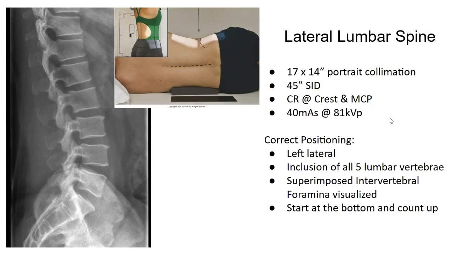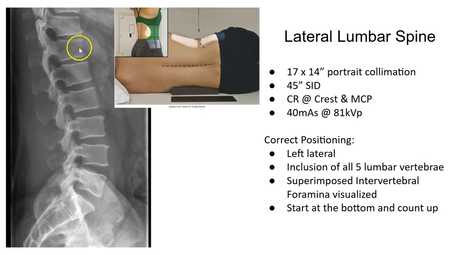So how do we know we're correctly positioned? Well, a couple things. First, they're in a left lateral, so we already talked about that. You have to make sure you include all 5 lumbar vertebrae. So in a lateral, I like to start at the bottom, at the sacrum, and count my way up. So here's sacrum. So 5, 4, 3, 2, 1.